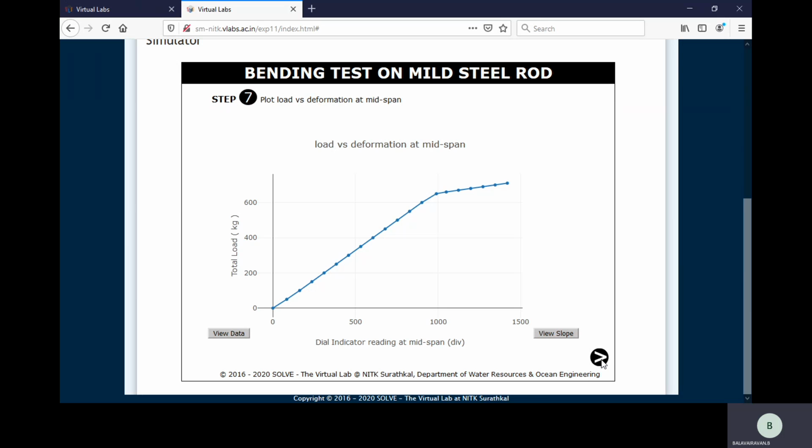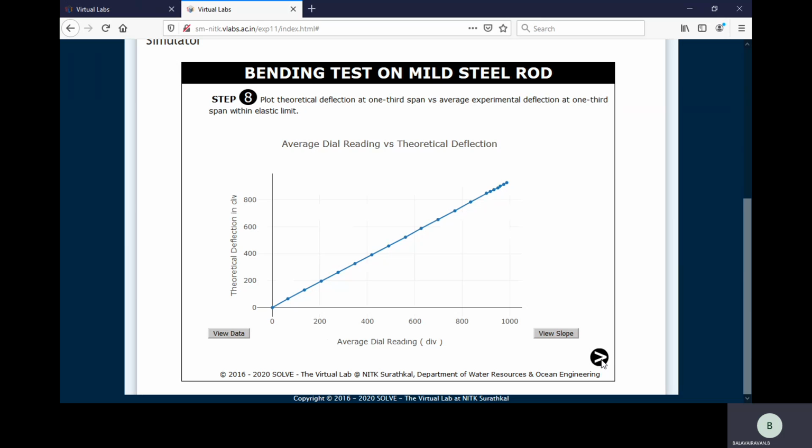Then the next graph is to plot the theoretical deflection at one third of the specimen against the average experimental deflection at one third of the specimen. It is also a linear curve. So this is the experiment, in the virtual lab. In our actual lab also we are going to follow this type of procedure. Okay. Thank you for listening.